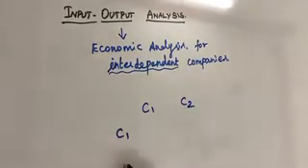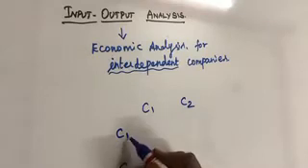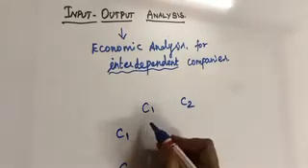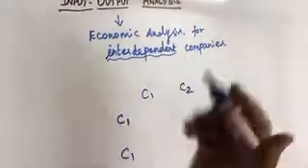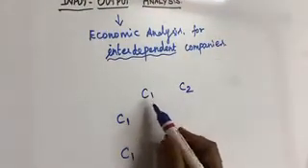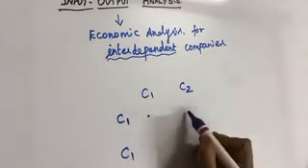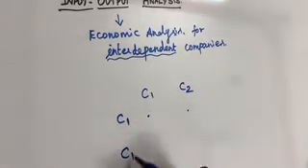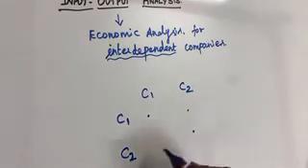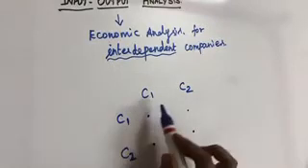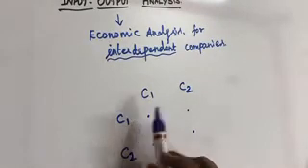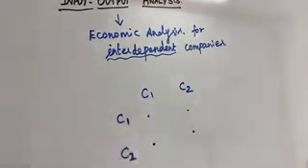The company C1 produces a few products. These two are manufacturing companies. This company C1 is producing a product for themselves as well as for C2. Similarly, C2 is also producing the product for themselves as well as for C1. So these two manufacturing companies are known as interdependent companies.